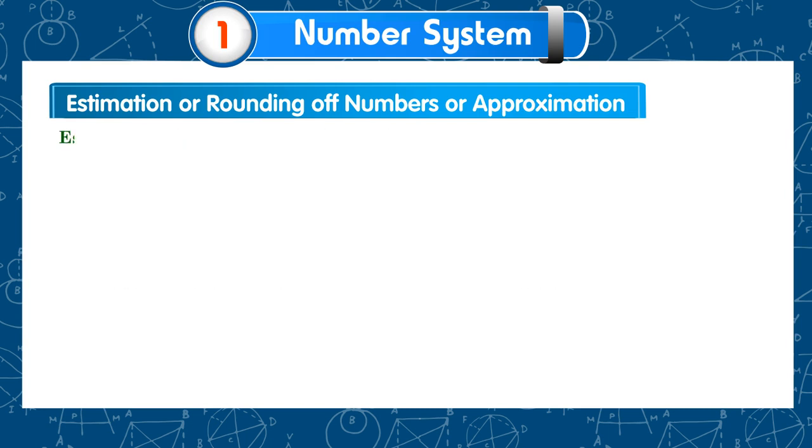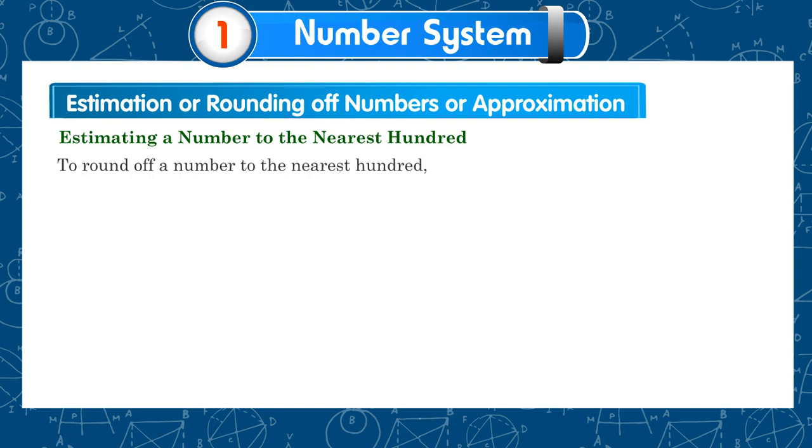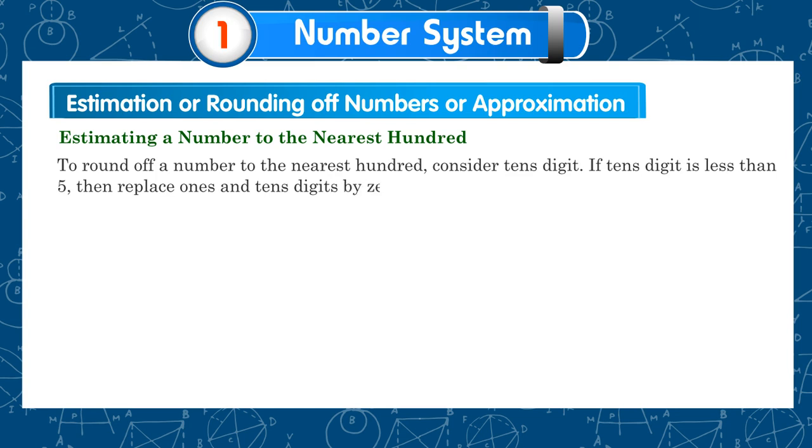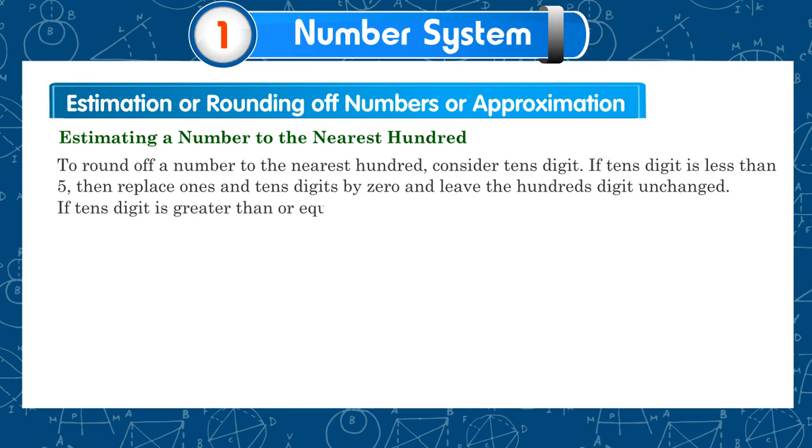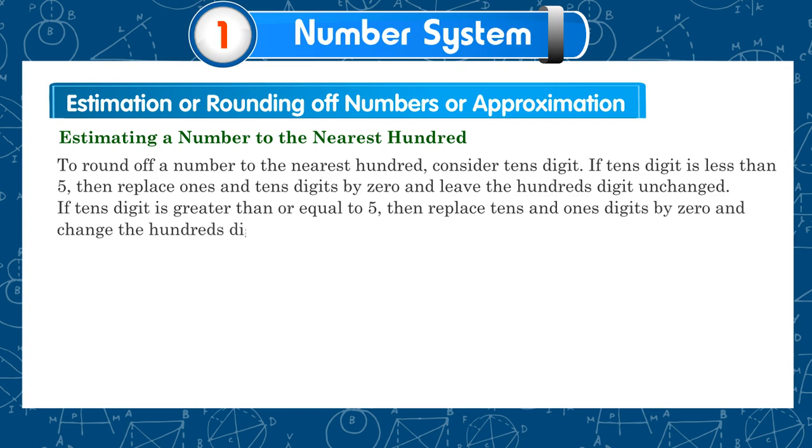Estimating a number to the nearest 100. To round off a number to the nearest 100, consider tens digit. If tens digit is less than 5, then replace ones and tens digits by 0 and leave the hundredths digit unchanged. If tens digit is greater than or equal to 5, then replace tens and ones digits by 0 and change the hundredths digit to the next higher digit.